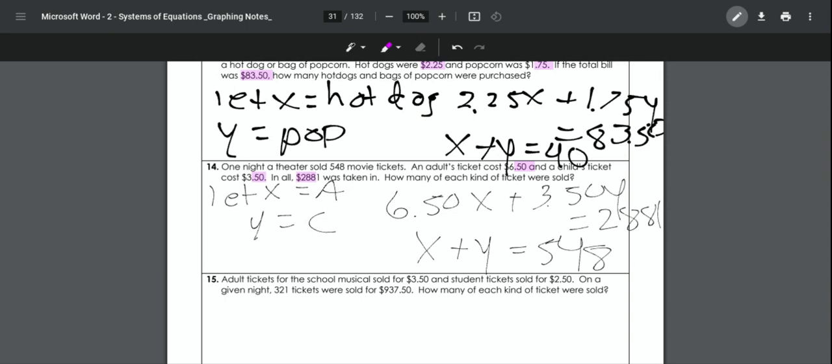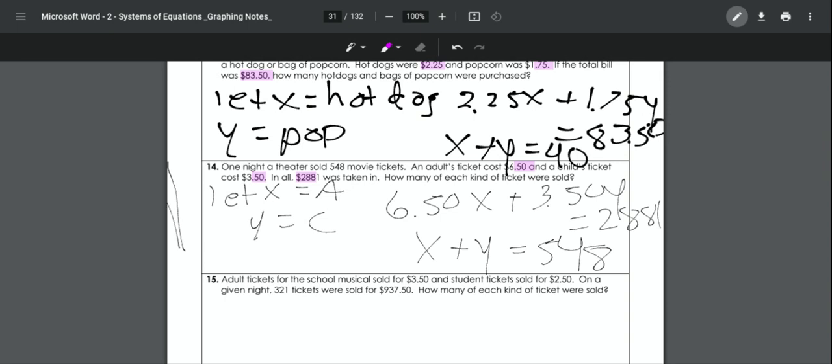If you don't mind substitution, sometimes it's a little bit easier instead of elimination for these word problems with money because you're not multiplying by a decimal, but stick with the process that you feel most comfortable with. I'm going to do one more.